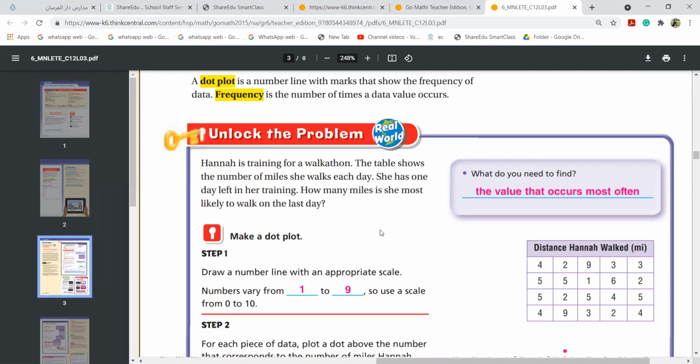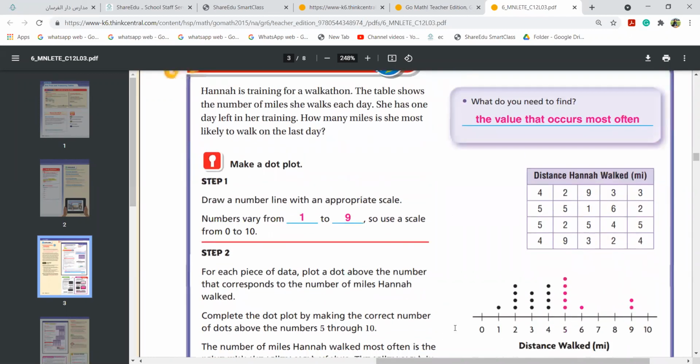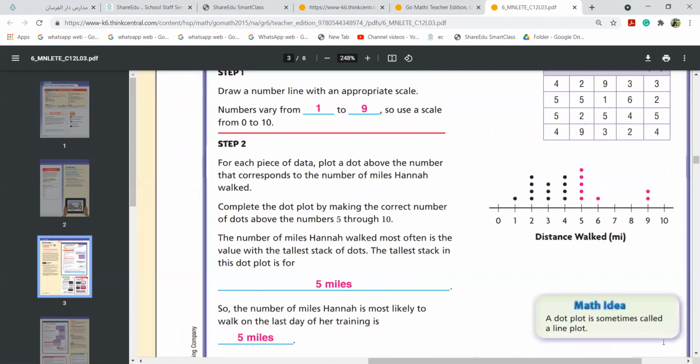Draw a number line from 1 to 9. Why do I draw 1 to 9? When you see this table, why do I draw 1 to 9? Anyone will tell me? Because see, this has 1 to 9. Do you have any number greater than 10 in this table? No, Miss. So simple. We draw from 0 to 10, or 10 to 20. Miss, this one is on page 605. 661. 661, ya Ghalia.